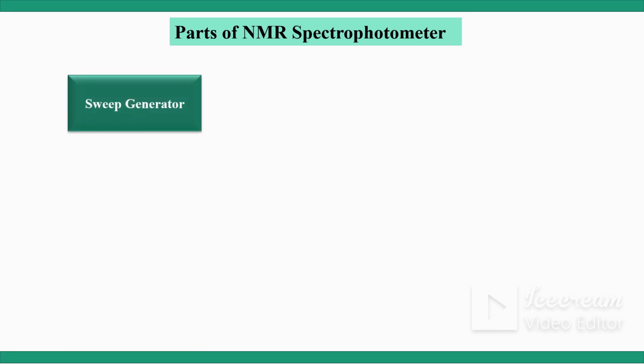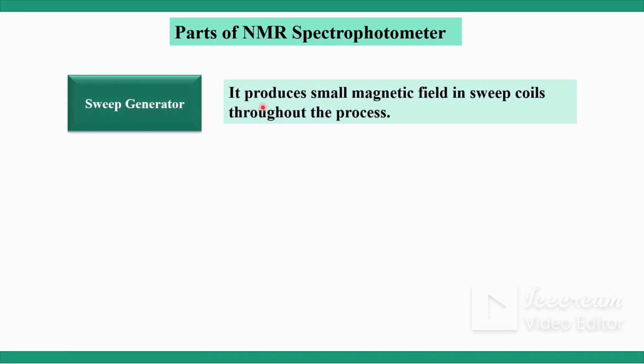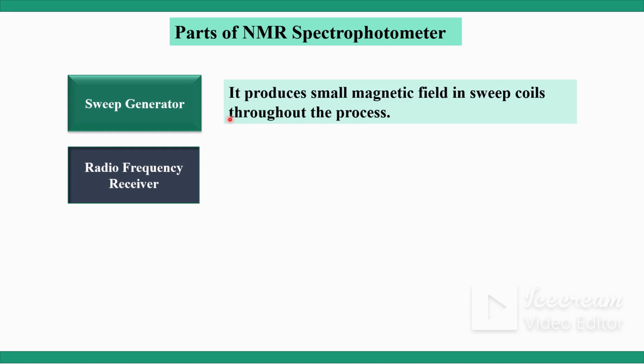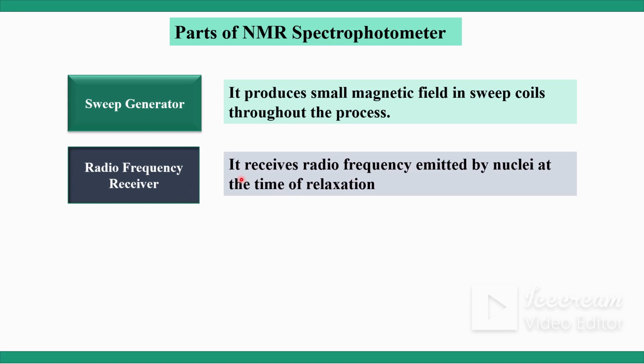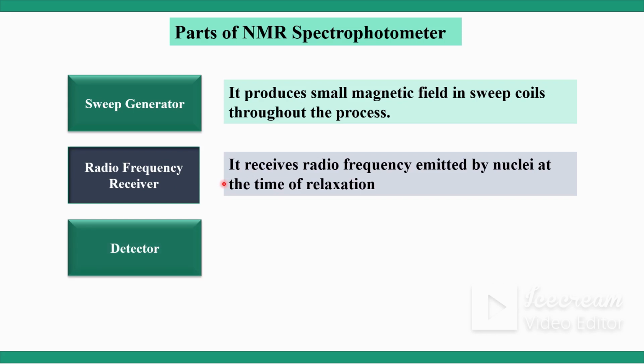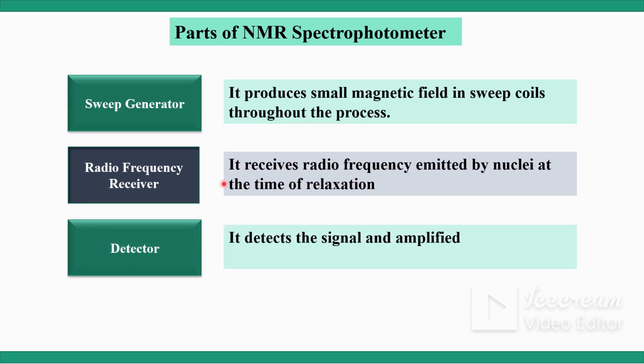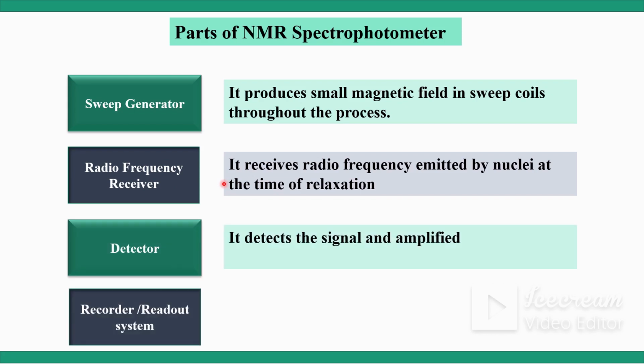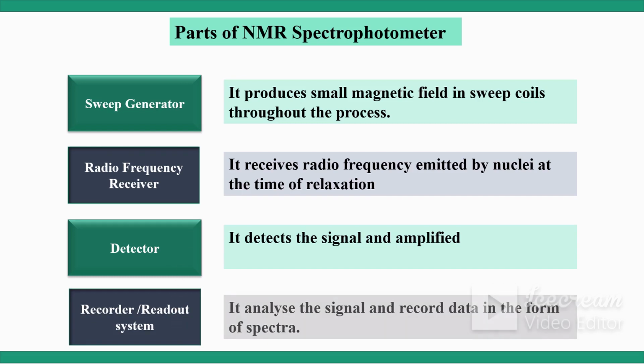Then another part is the sweep generator. It produces a small magnetic field in the sweep coils throughout the process. The next part is the radio frequency receiver. It receives the radio frequency emitted by nuclei at the time of relaxation. Next is the detector, which detects the signal and amplifies it, and the next part is the recorder or readout system. It analyzes the signal and records the data in the form of a spectrum.